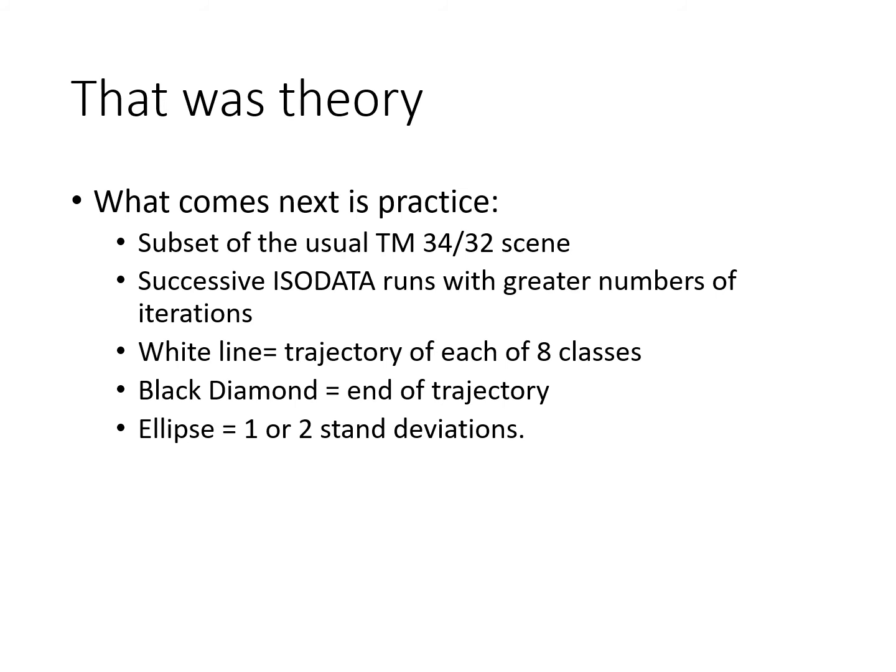And so in the next couple of images, I plot a white line to show the trajectory of each of the 8 classes that I use for ISO data. And then at the point where they end, I put in a black diamond, so that's where their final position was. And I then also put in an ellipse, which, depending on which one you're looking at, is either 1 or 2 standard deviations to show you the variability of the final class.